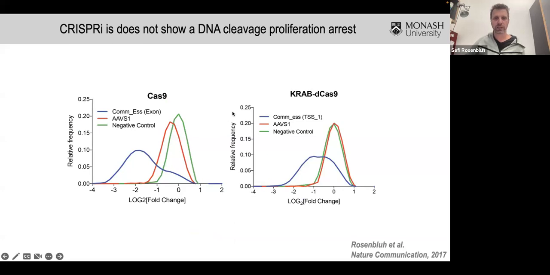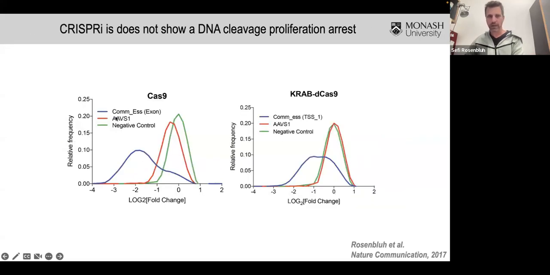Looking at DNA damage, what is nice is that with CRISPR-I we don't see this at all. Here we are doing screens comparing wild type Cas9, or CRISPR knockout, to CRISPR-I. What you can see in green is the distribution of negative controls. These are guide RNAs targeting non-human genes, and they center around 0 for both CRISPR-I and CRISPR knockout. That's what you would expect. Here in blue are guide RNAs targeting core essential genes or common essential genes, the exons or transcription start sites of them, and you see what you expect to see, a shift to the left.